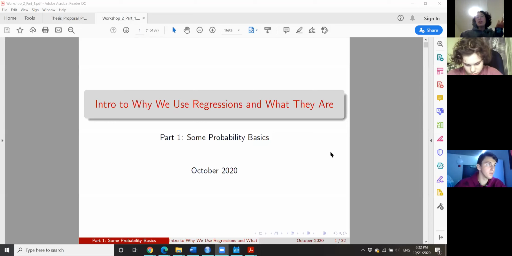So first, why economists use regressions. There are really three main reasons that economists will use regressions. The first is description, to describe the relationship between a few different things, and that's honestly not the most fascinating, but it is the most reliable use of regression.